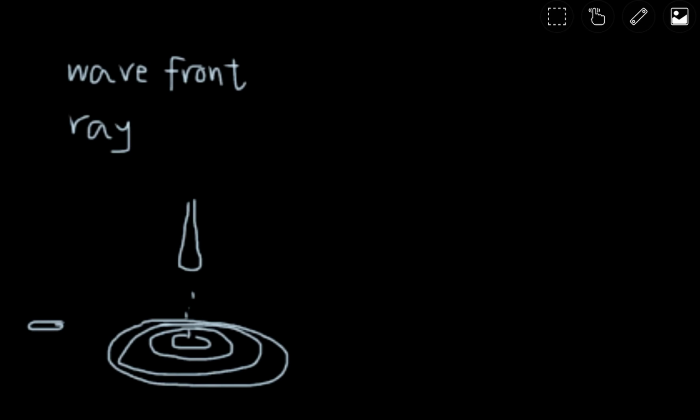Now the ray indicates the direction of the wavefront. So we've drawn a wavefront, it looks like that. But if you want to indicate the direction of these waves, well, it's going out, so we're going to draw it out. So these are the rays. The rays indicate the direction of the wavefronts. We see that it's going out and not inwards. So that's the usefulness of rays.